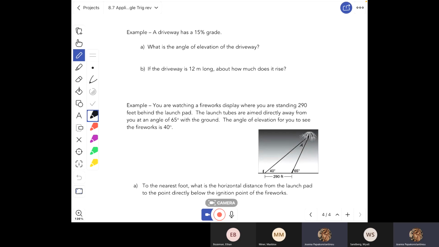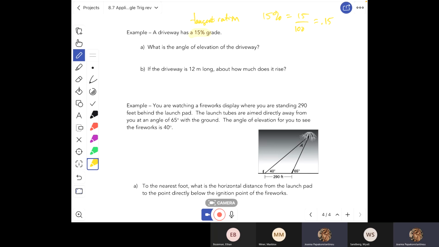Next example. A driveway has a 15% grade. So what does that mean? Well, first of all, this is your tangent ratio. Or it goes up at a 15 degree angle? No, it's not your 15-degree angle, but if this is your tangent ratio, how do I represent 15% as a fraction? It is 15 percent, per cent, 100, 15 over 100, right? As a decimal, what would that be? 0.15. Okay, so you should be able to convert from percent to fraction to decimal in any order.